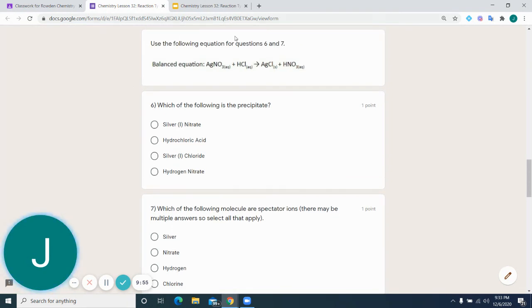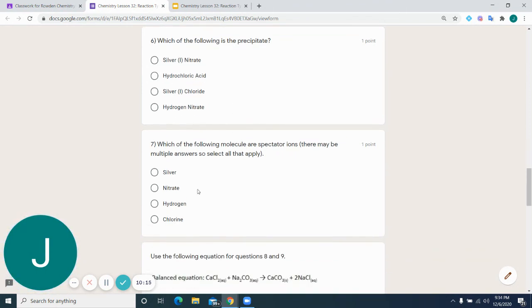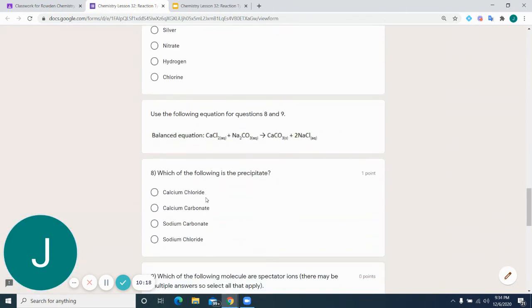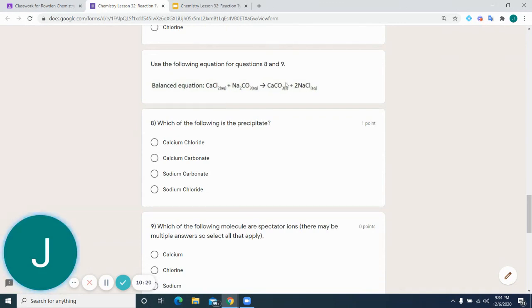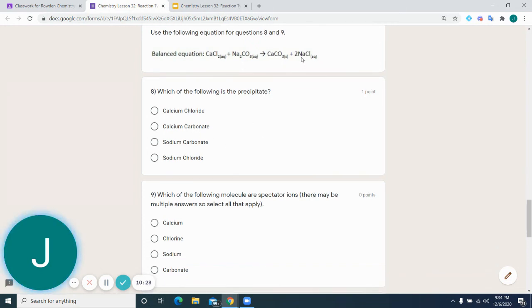Okay, so look at what we have right here. Here's the solid, AgCl. So what's the precipitate? That'll be AgCl. What is that? That's silver chloride. Okay, what are the spectator ions? There's two of them. There's the H, the hydrogen, that's aqueous on both sides, and the nitrate, that's aqueous on both sides. So make sure you select hydrogen and nitrate. Number 8, CaCO3, that's the precipitate. It's solid. What's that called? Calcium carbonate. Where are the spectators? That'll be the sodium and the chlorine.